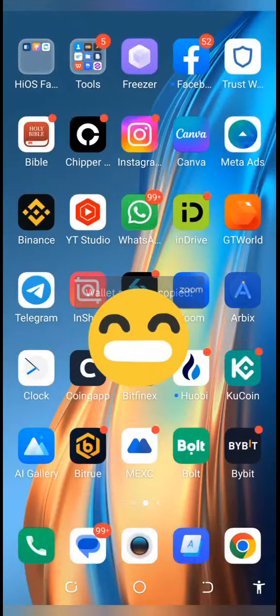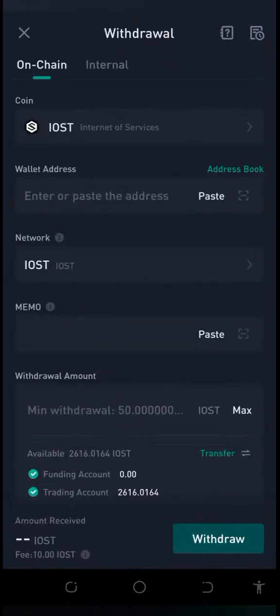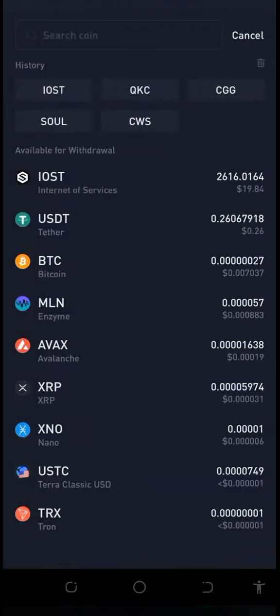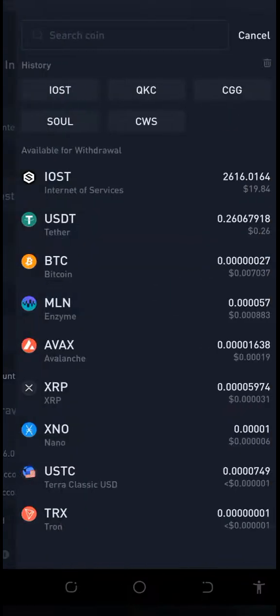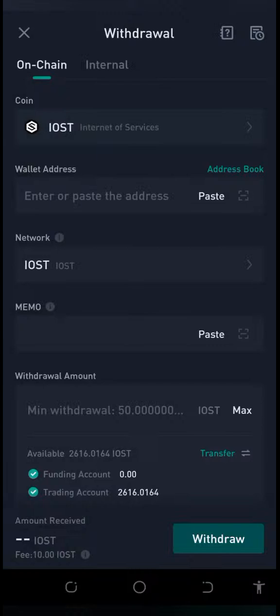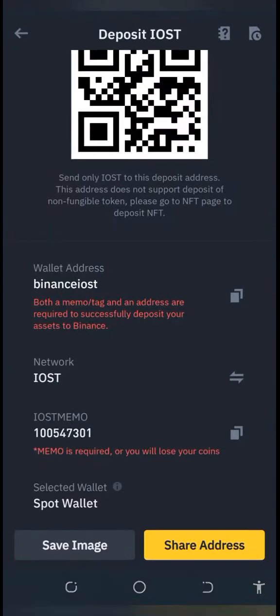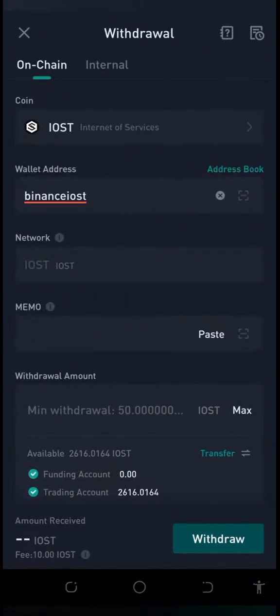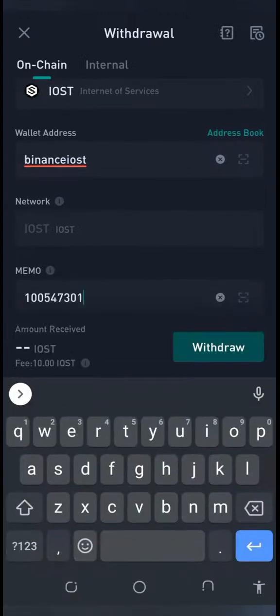I don't know why it's looking like that. I think it was just looking funny to me. Of course, if it was wrong, it wouldn't allow me to paste it. Okay, it looks like it's right. Binance IOST. Then we get the memo. Where's the memo? IOST memo. All right, so we get the memo, get back in there and paste the memo. Good. It looks like everything is going on well.